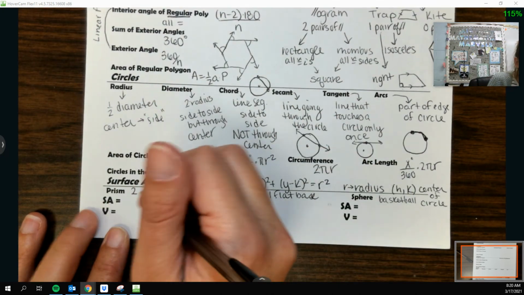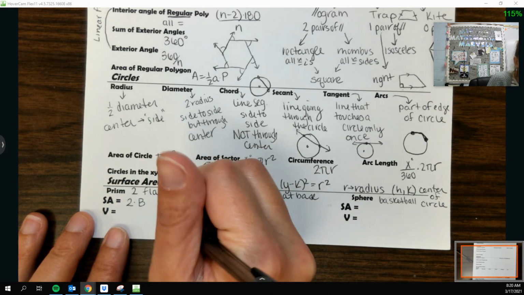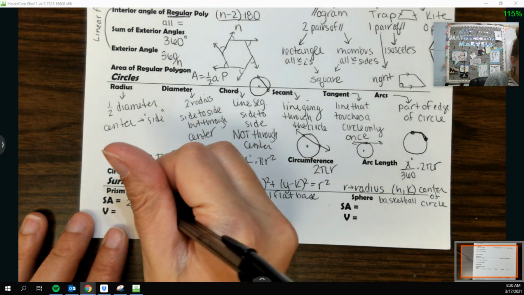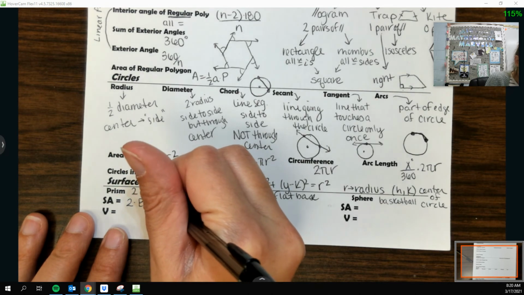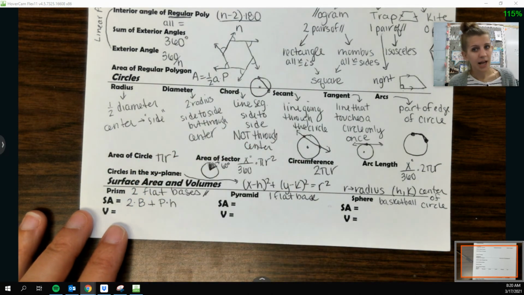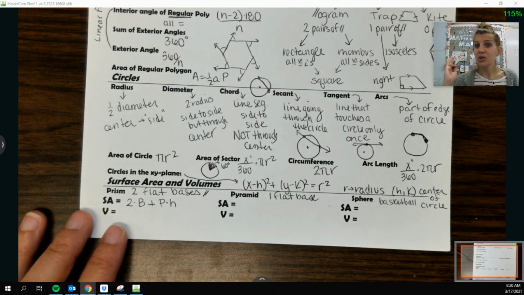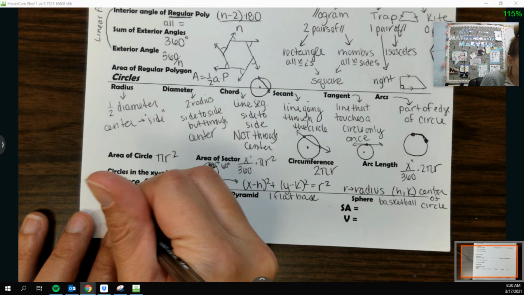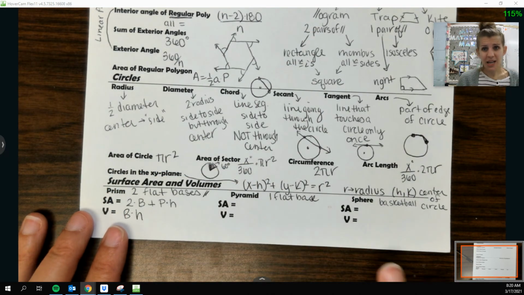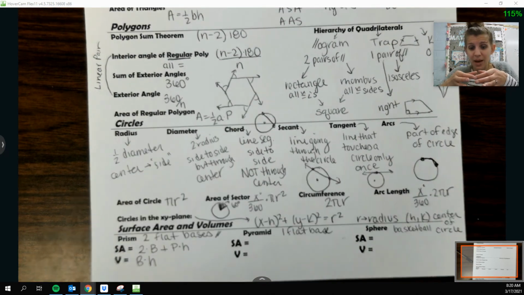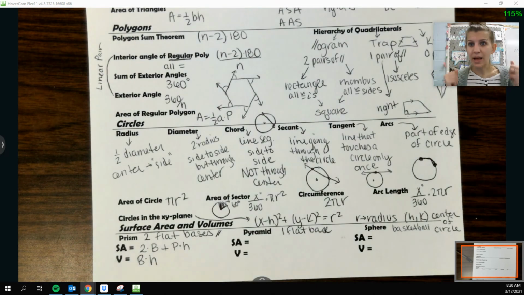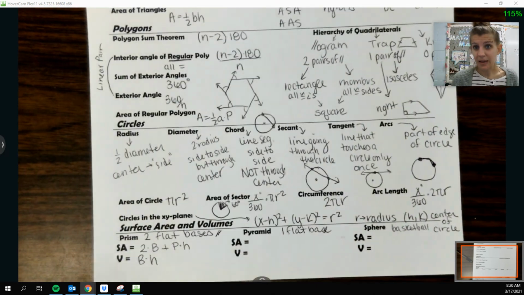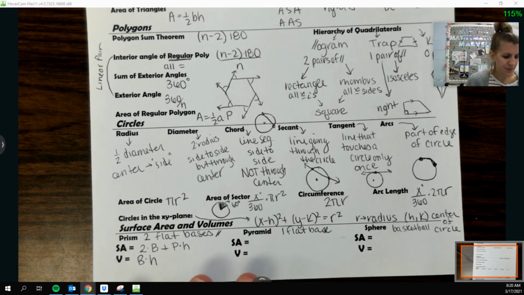So for surface area of a prism, we just do 2 times the area of the base, because there are 2 bases, plus the perimeter of the base times the height, because the perimeter of the base and the height gets you the area around the shape. And then if you're wanting volume, you do area of the base times the height. It's quite literally like you're finding the area of the bottom and then you're stacking a bunch of little flat pieces. So that's why we multiply it by the height. How many of those little flat pieces do you have?